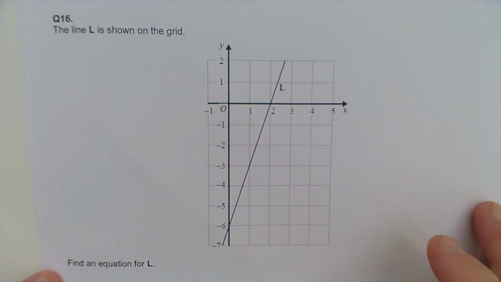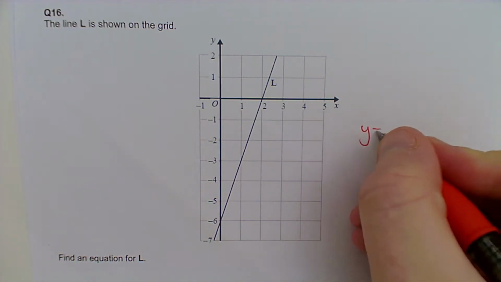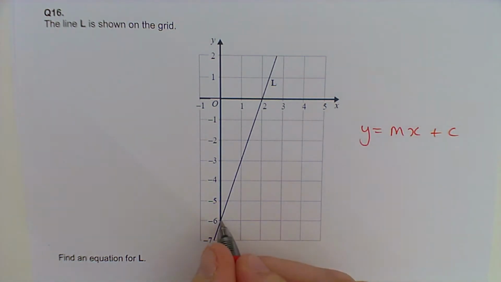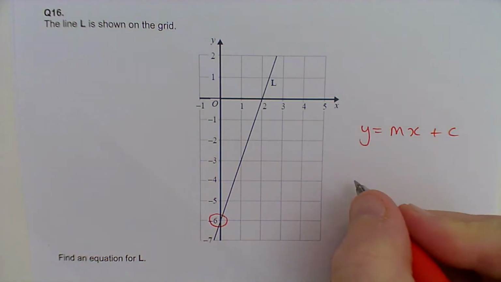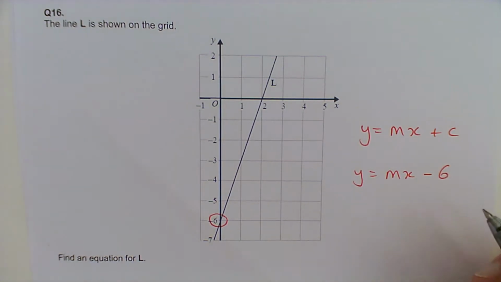Question 16. Question 16 says, find the equation of the line on the grid. Well, if you remember, the equation of a straight line is in the form y equals mx plus c. M is the gradient, c is the y-intercept. So I can get c straight away. That there is my c. So I've now got y equals mx minus 6.